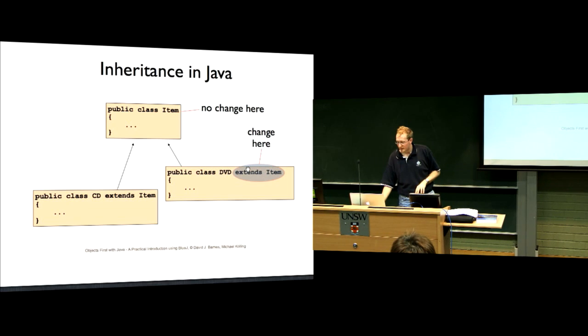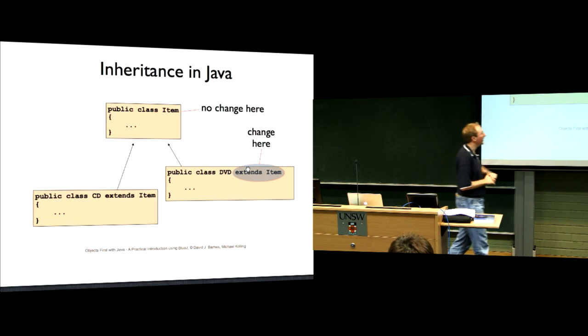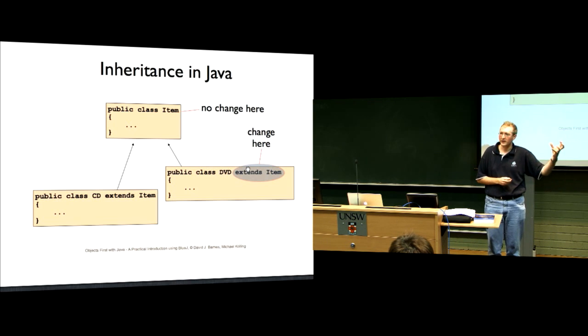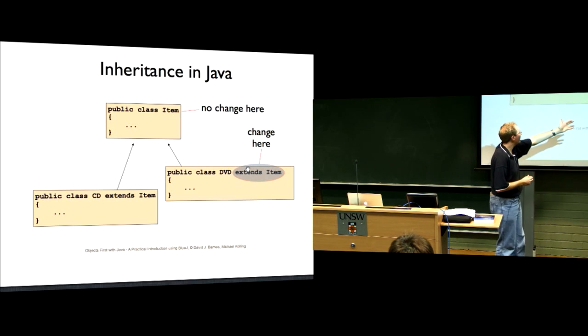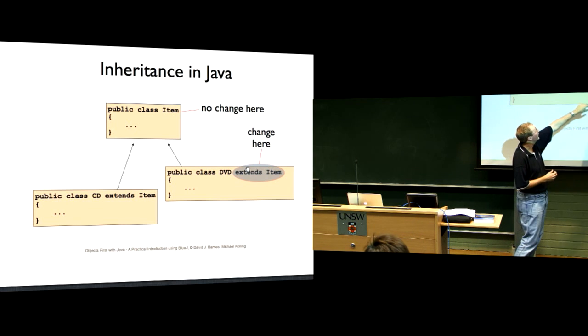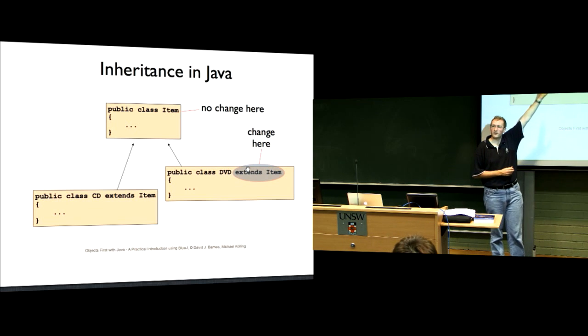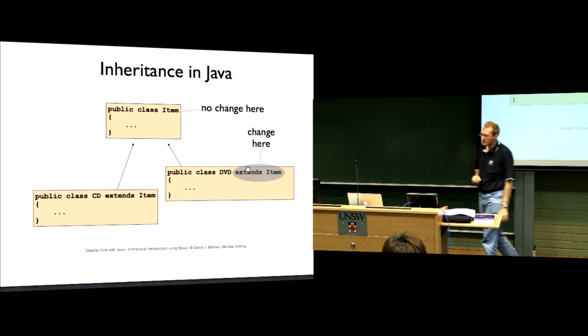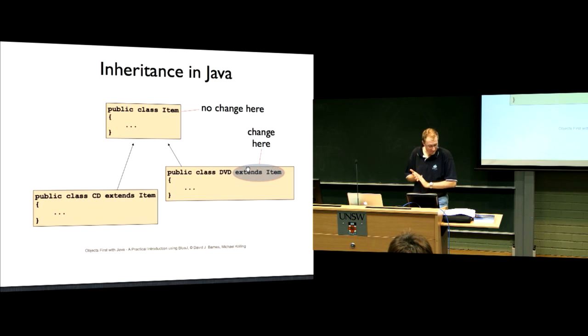You do that by adding this little phrase here, extends, which means you're going to subclass something, and then the name of the class that you want to extend. So in this case, we want both CD and DVD to extend or inherit from item, so we say they extend item. And that's all you have to do. That's the only change you have to make in order to get this to work.